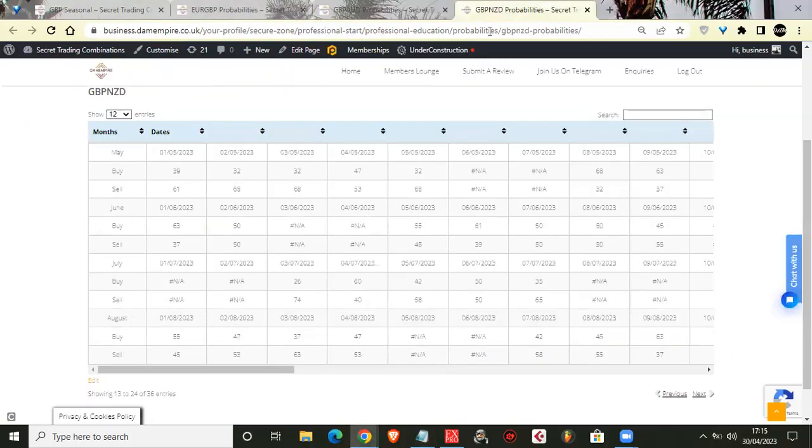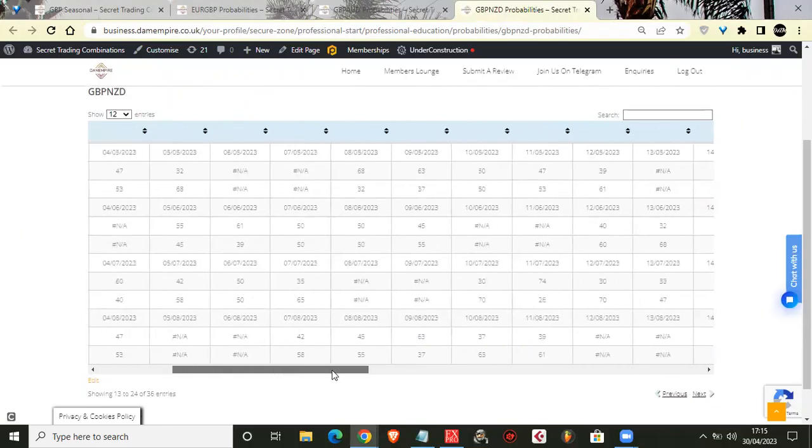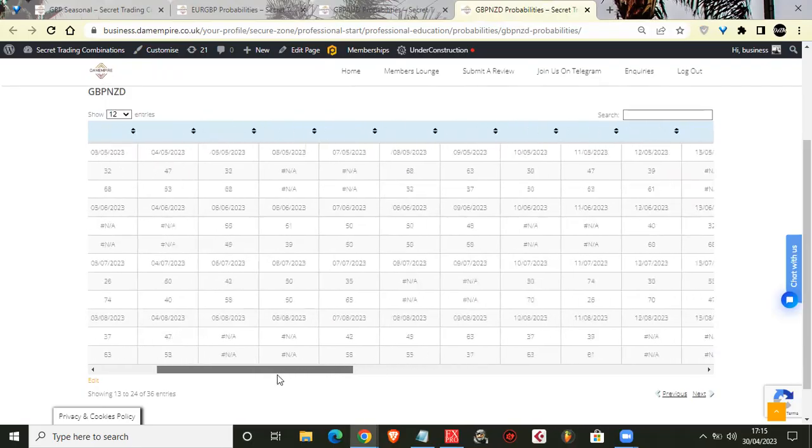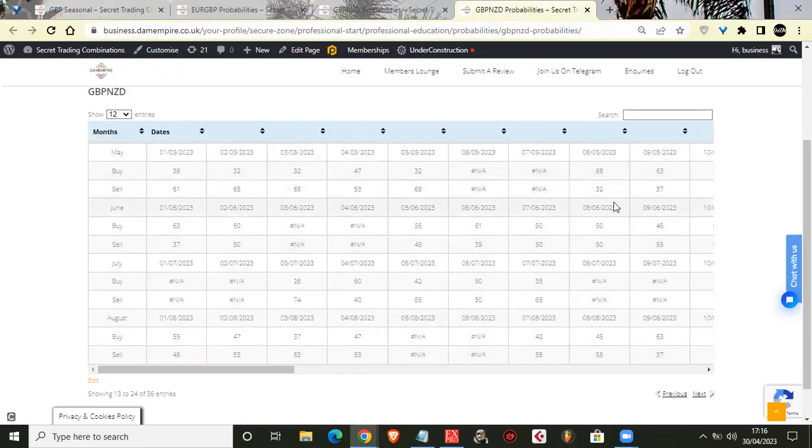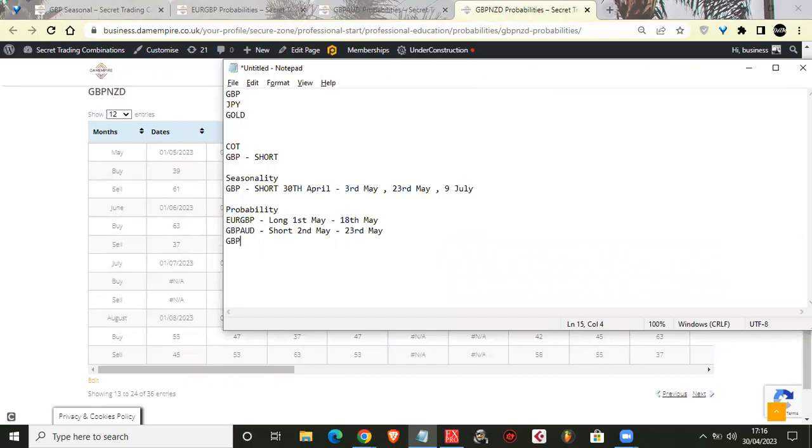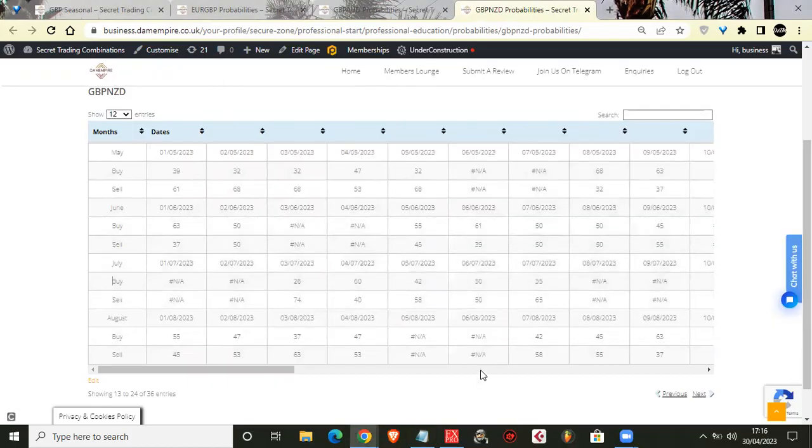Then we also have one for GBP NZD. I'm just going to run through that. That also happens from the 1st. This might be one of those short-term ones, maybe to the 5th, because afterwards it's kind of like going down. So GBP, short. Man, you can exit on the 3rd or 5th, whichever floats your boat, really, on this one.